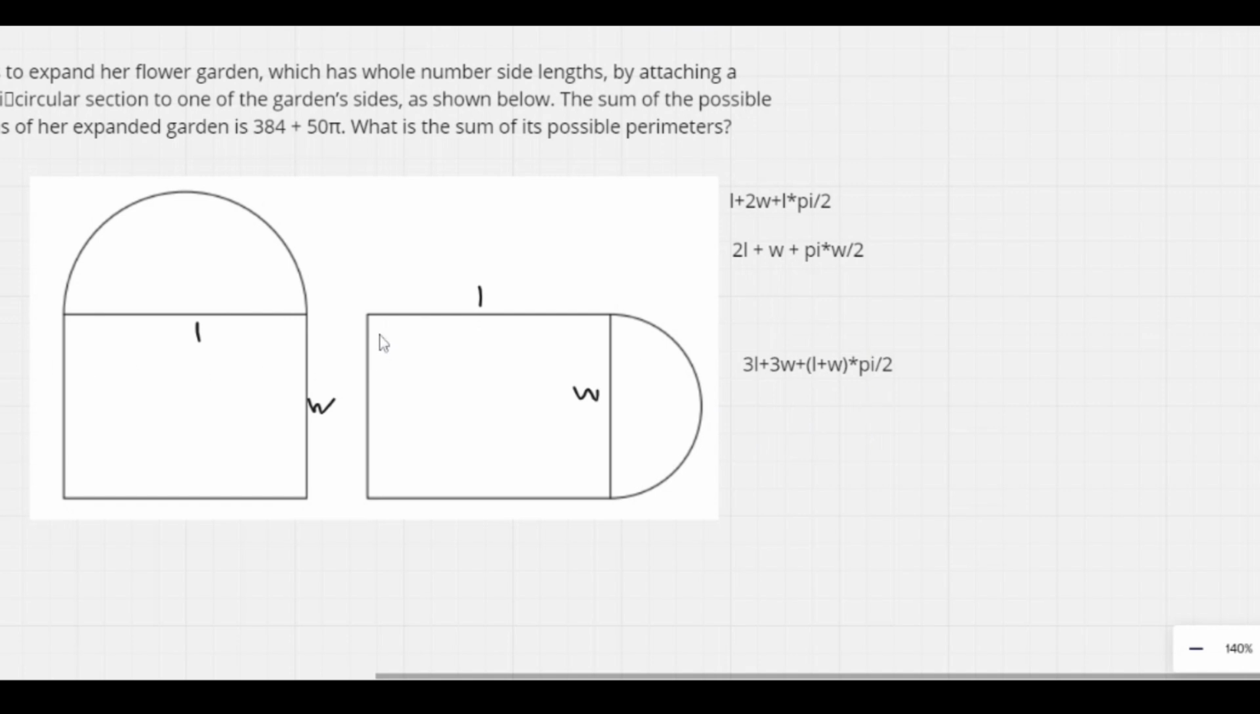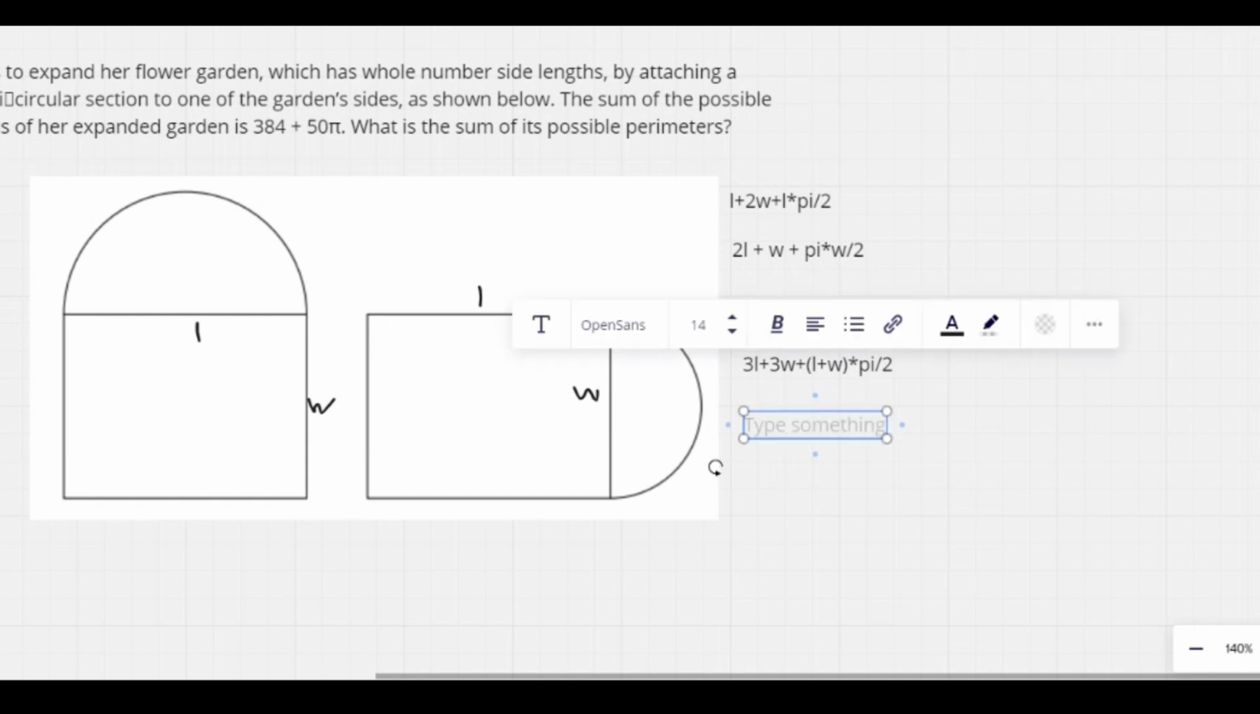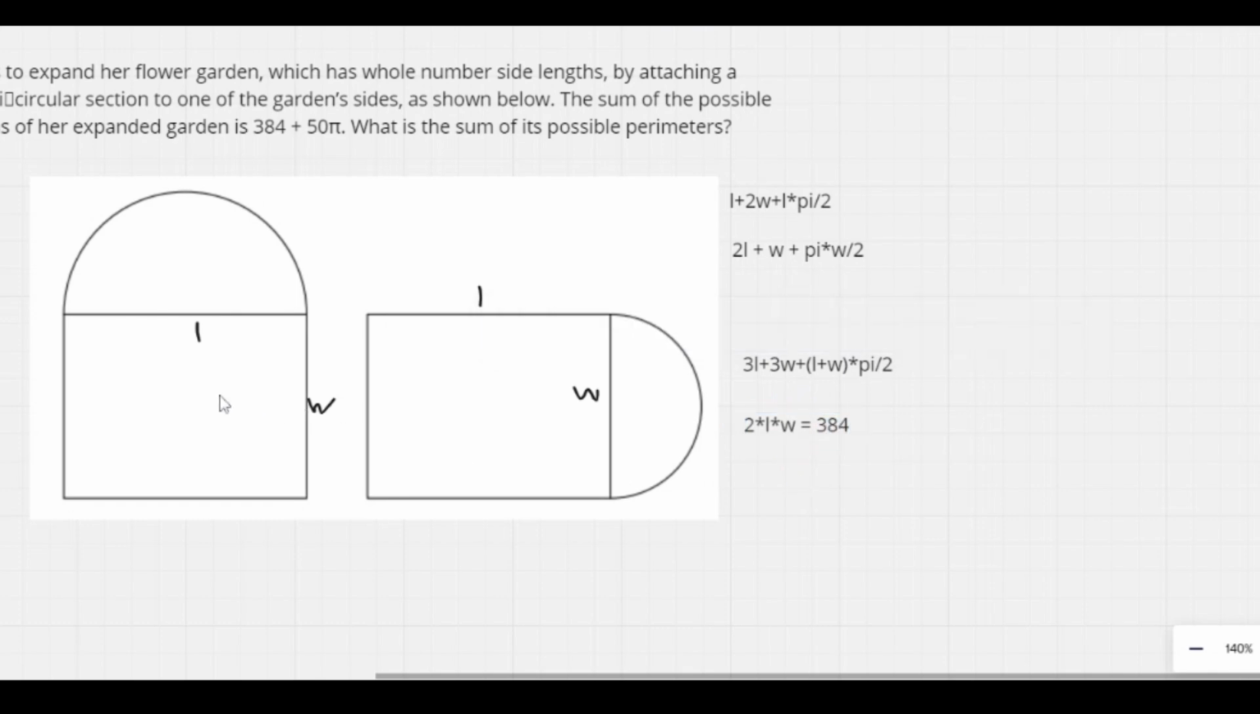And then now we could find that if you add the two areas of the boxes, then we will get 384, because that is a number that's not multiplied by pi. So 2 times L times W equals 384, because that's just the two boxes added together.